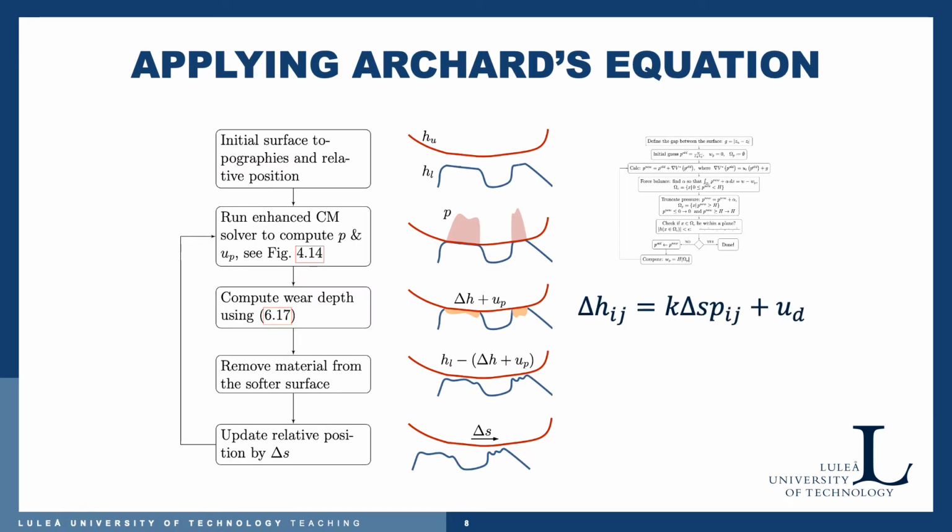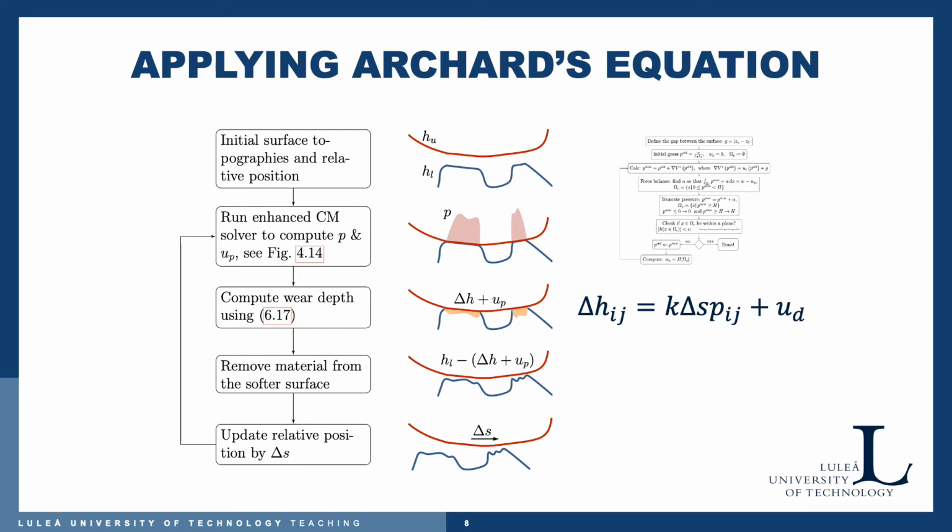Then a flow chart of the application of Archard's equation would be starting with an initial surface topography for each of the upper and lower surface and their relative positions, and then we run the enhanced contact mechanics solver to compute the pressure and the plastic deformation. And in the compendium this is in figure 4.14.